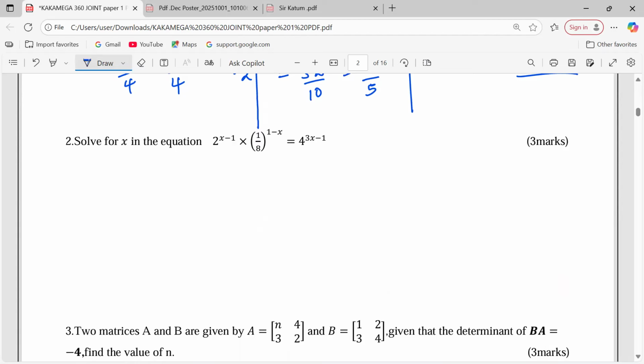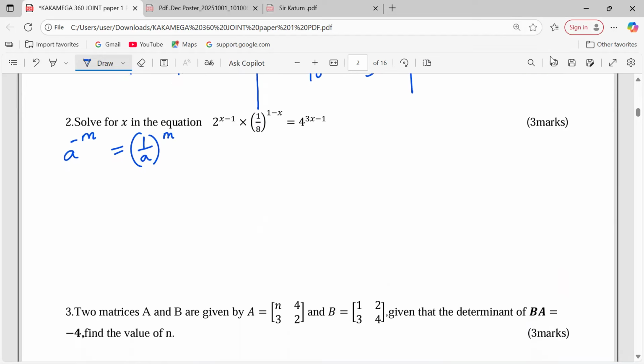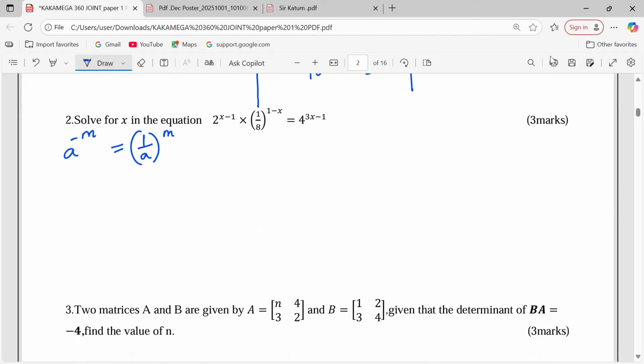You remember the negative law of indices that says when we have a number raised to a negative power, you can take the reciprocal and reverse the sign of the power to positive. So I will apply the same for 1 over 8, such that if I rewrite this expression, I'll be having 2x minus 1 multiplied by, instead of 1 over 8, 8 but now raised to a negative power.